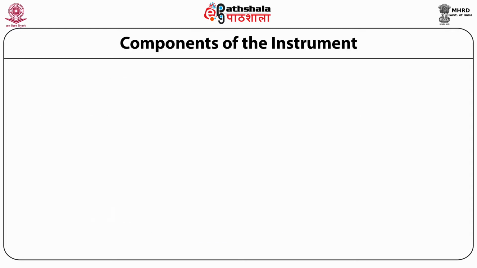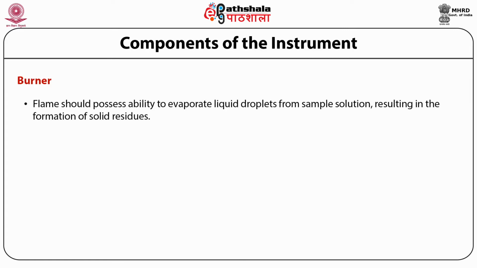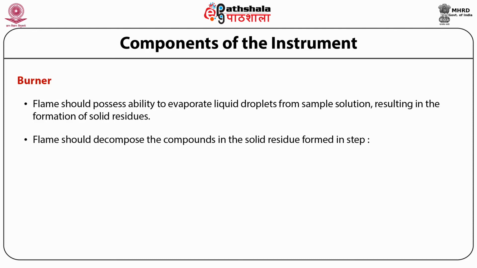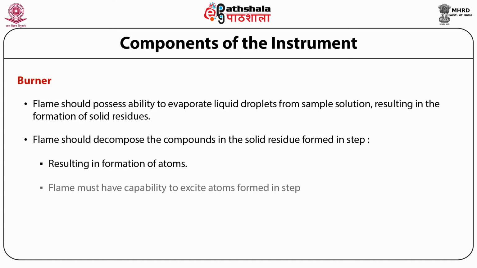The various components of the instrument are described here. Number one is the burner. The flame used in the flame photometer must perform the following functions. Number 1, the flame should evaporate the liquid droplets from the sample solution, resulting in the formation of solid residue. Number 2, the flame should decompose the compounds in the solid residue, resulting in the formation of atoms. Number 3, the flame must be capable of exciting the atoms formed and causing them to emit radiant energy.